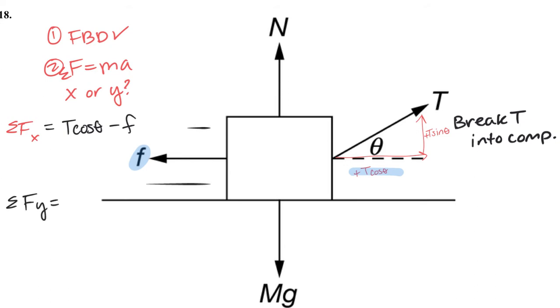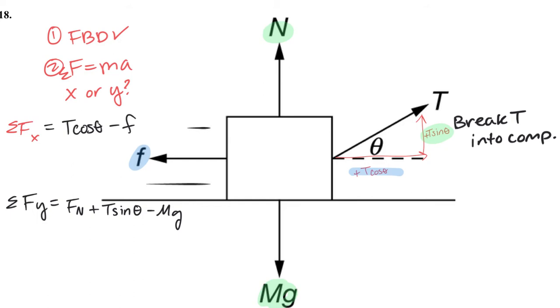So the sum of all forces in the y direction, you might go into autopilot and say, oh, it's force normal and it's mg. Duh. But don't forget about T sine theta. That's my mistake whenever I first did this problem. So force normal is going to be positive, T sine theta also positive, and mg is going to be negative. So that's my forces in the y direction.